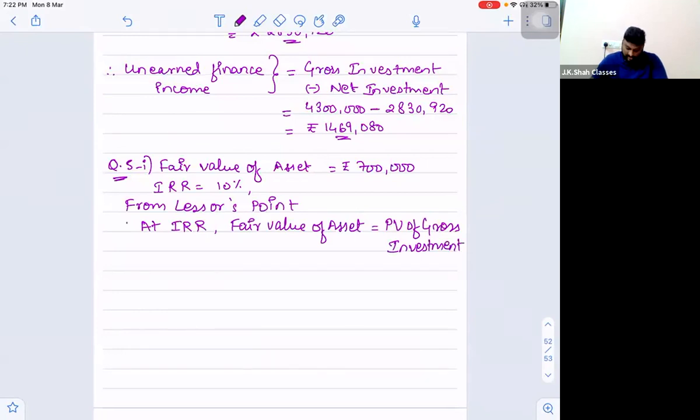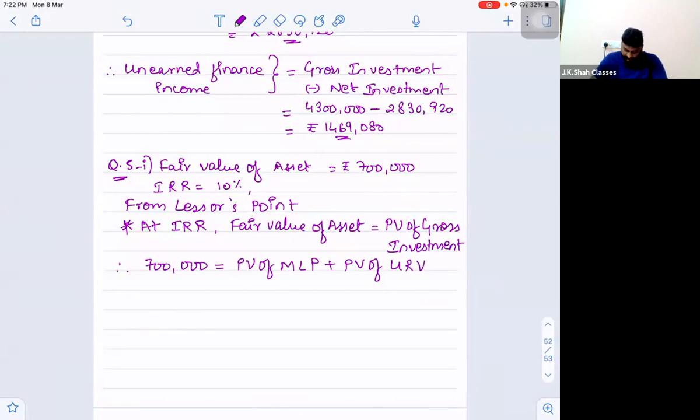Correct? Now, this is the most important point of the question, the starting point of the question. If you don't click this, you cannot solve the question. Leave it. Don't even scratch your head. You will not get the answer. So therefore, further I'll say the fair value of the asset is 7 lakhs. So therefore, 7 lakh is equal to, I will break up the present value of gross investment. What is gross investment? Sir, it is nothing but PV of MLP plus PV of URV. Correct? I have broken up the gross investment.